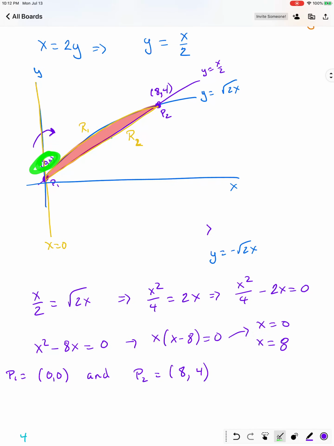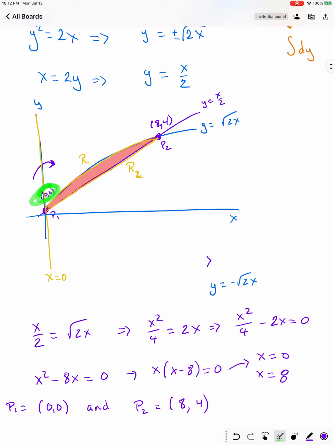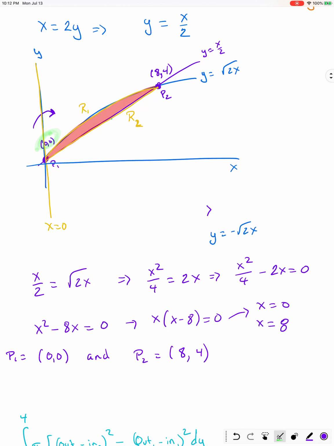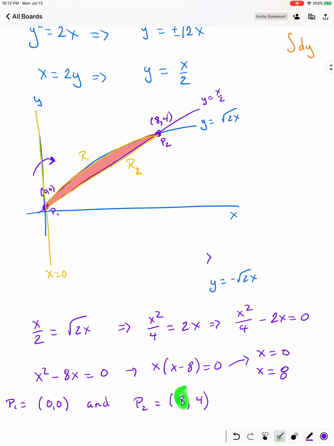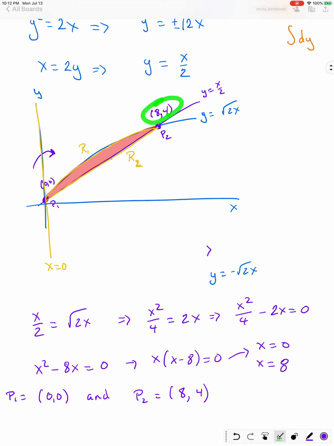For point 1, when x is equal to 0, I get 0 divided by 2, which of course is 0, and 2 times 0 is 0, and its square root is 0. So point 1 is (0, 0). Point 2 is when x is equal to 8. If I put in x equals 8 and divide by 2, I get 4. Or if I do 2 times 8 is 16, the square root is 4. So that's my point, (8, 4).